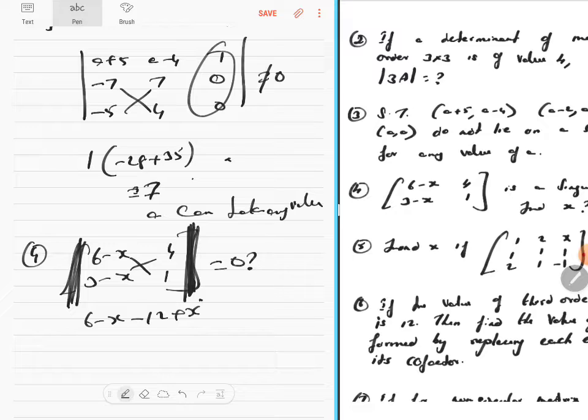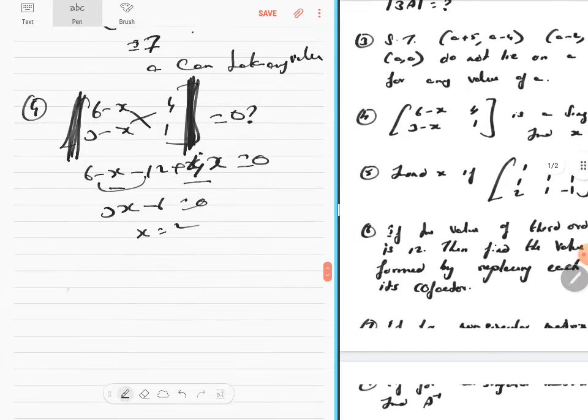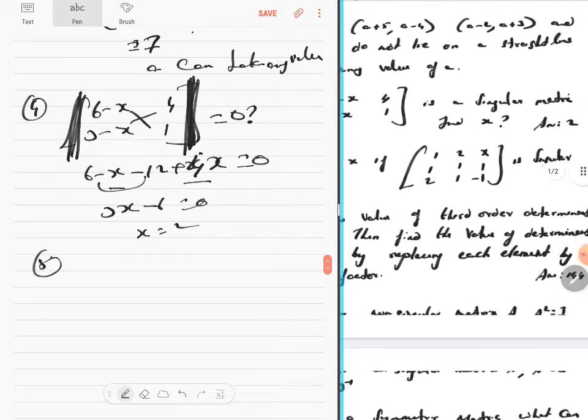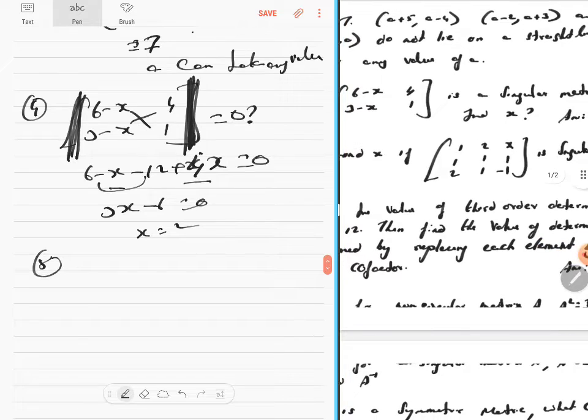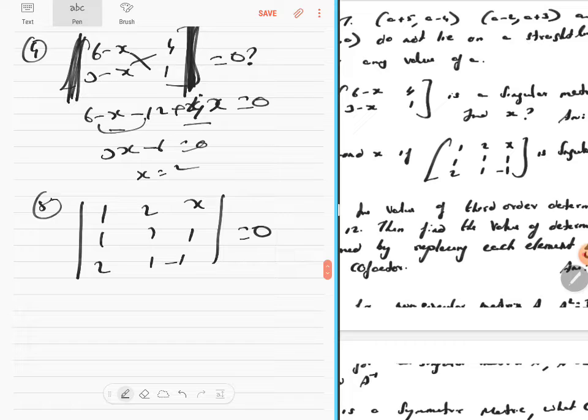So 6 minus x minus 12 plus 4x, right? Yeah. So that's sorted now. If it's equal to 0, because it's a singular matrix, this x and 4x will become 3x, and this will become minus 6, so x is equal to 2. We got the answer. So let's go to the fifth question. If it's a singular matrix, the determinant of it has to be equal to 0. So 1 2 x, 1 1 1, 2 1 minus 1 should be equal to 0. Hence find the value of x.